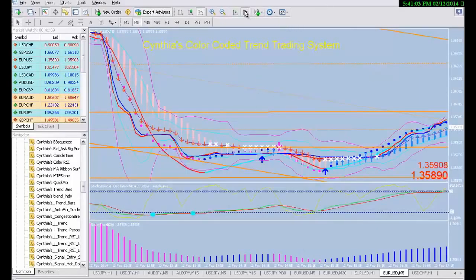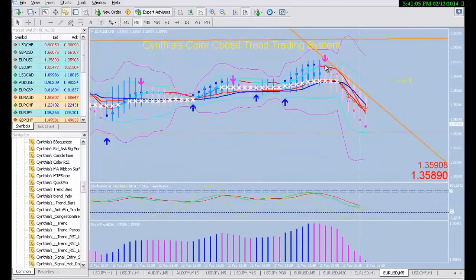Okay, and here was your short entry, but we had the white X's, so we wait for the white X's to go away. So in a 5-minute chart, we already had our entry.